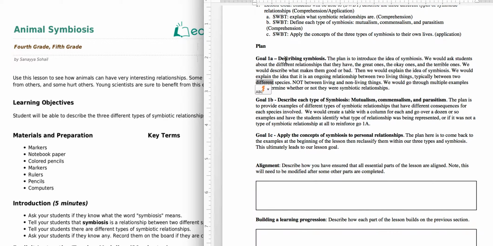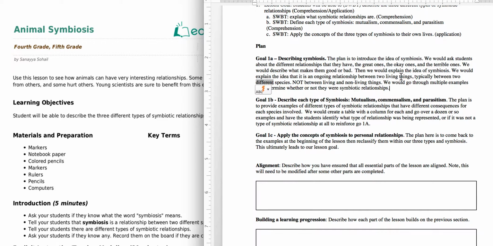So goal 1A, describing what symbiosis is. I would introduce the idea of symbiosis. I would ask students about different relationships that they have, the great ones, the okay ones, the terrible ones. We would describe what makes them good or bad. Then we would explain the idea of symbiosis in that it's a relationship that's ongoing between two living things, typically different species, not relationships between living and non-living things or between two non-living things, right?